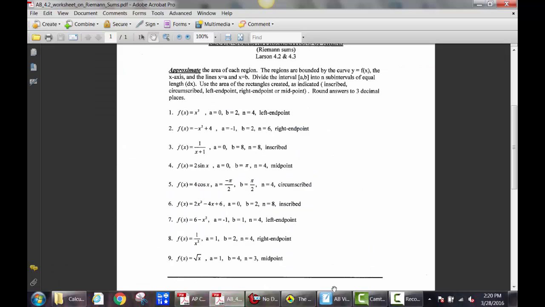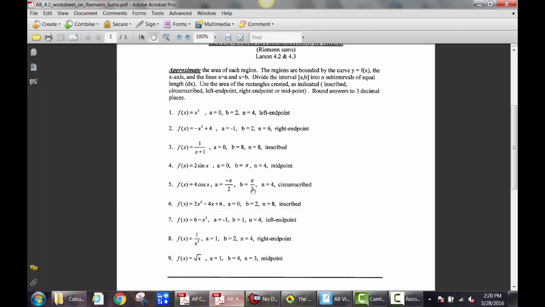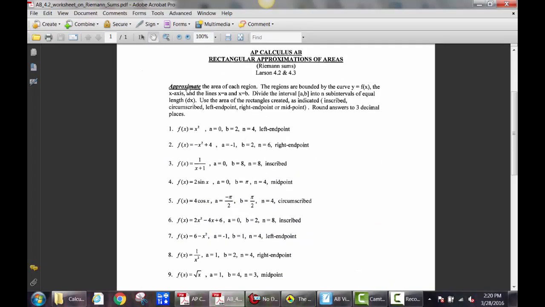This is the worksheet. Okay, so on the worksheet, we're looking at number 5. So just to talk about the worksheet a little bit, you're approximating the area. You are not asked to find the exact area, which would be the definite integral. That's not what you're asked to do. You're asked to approximate the area.